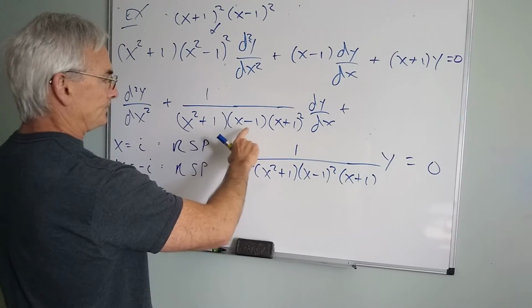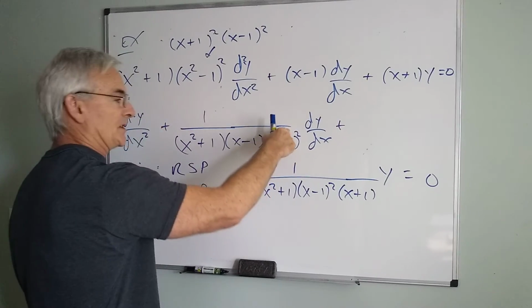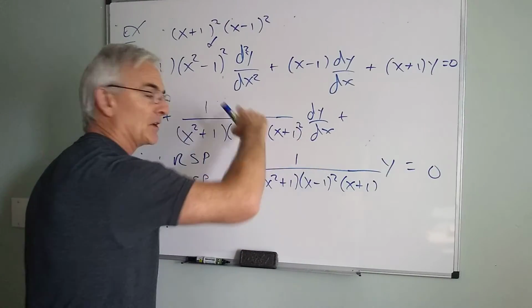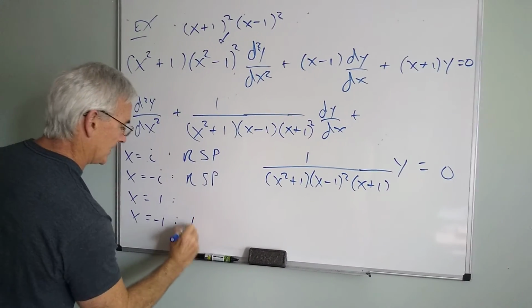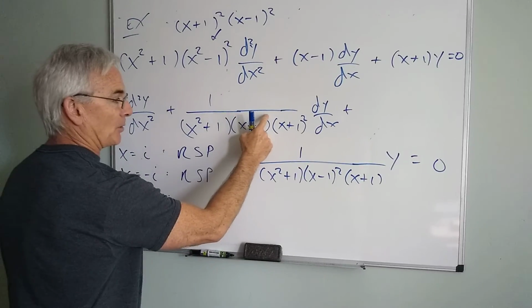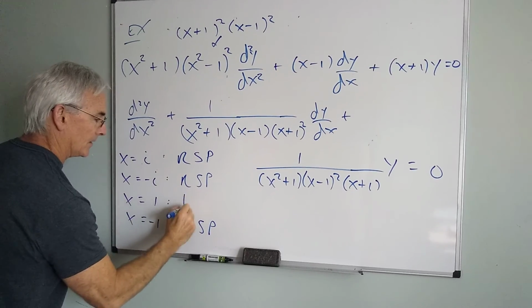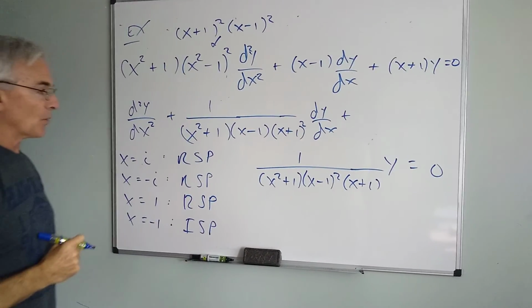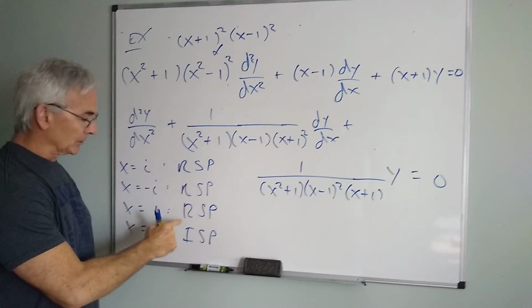Now over here, the exponent on this one is good, but this one is too many. It doesn't have to fail both, it just has to fail one. So x equal negative 1 will be an irregular singular point. Now x equal positive 1, the exponent is right here, and it's right here. So this one will be a regular singular point. So our main goal is to identify these. The algebra is actually quite simple, but the conclusion is very important.